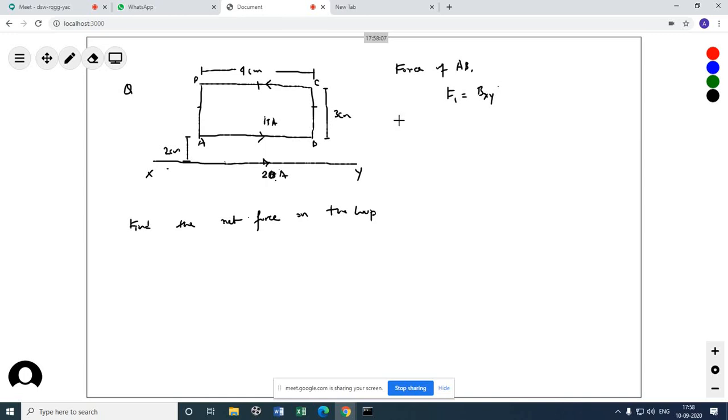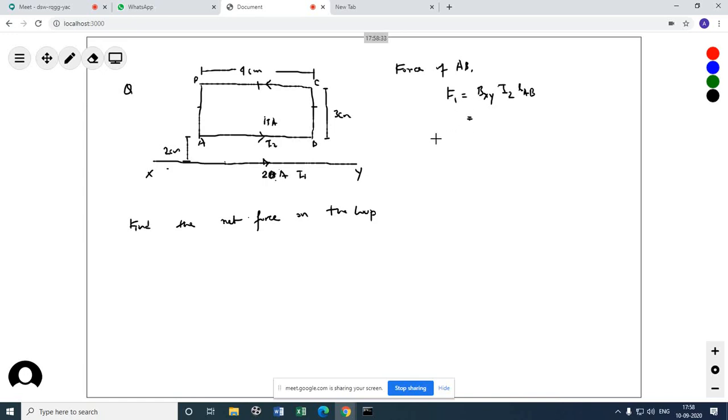Current on the wire, on the loop, is how much? 15 ampere. So let me name this I1, and this I2. Let's write the expression first. I2, length. Length is AB. Into sine, definitely 90 only.